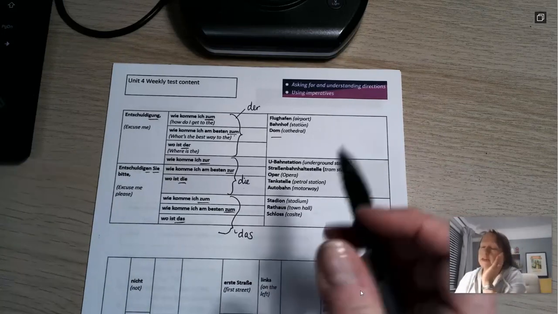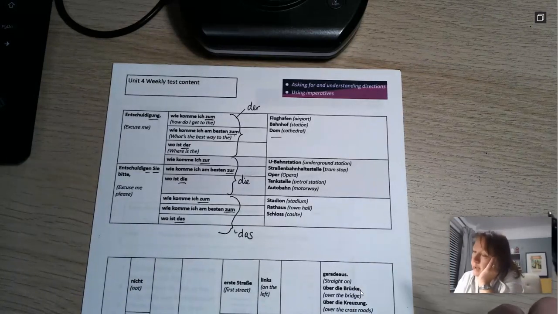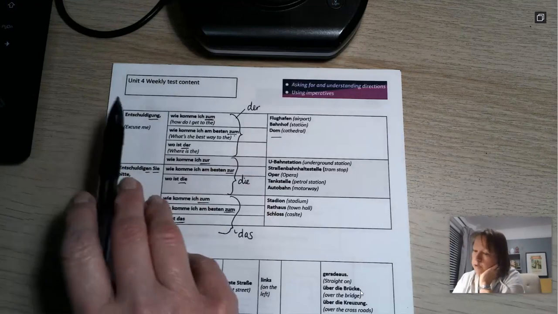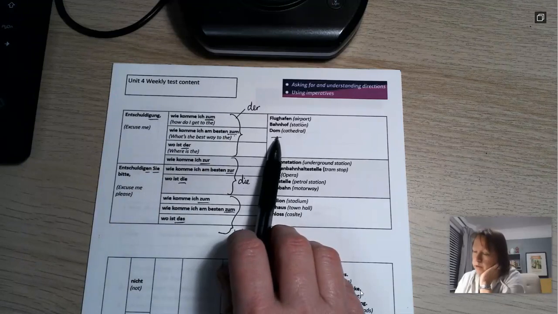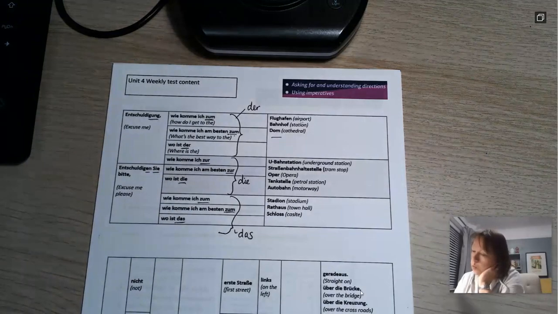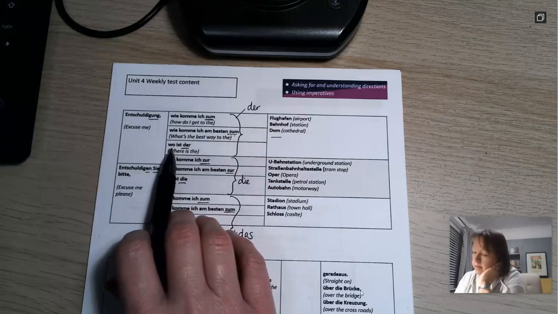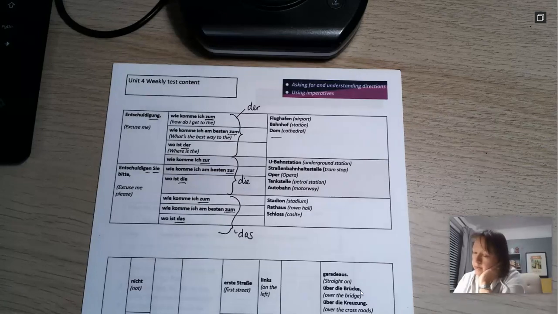So I'm going to ask you to find some sentences on the grid before we move on. How would you say, excuse me, how do I get to the cathedral? Okay, so you should have Entschuldigung, wie komme ich zum Dom? Okay, next one. How would you say, where is the airport? I didn't ask for the Entschuldigung, but you could have Entschuldigung. And then where is the airport? Wo ist der Flughafen?